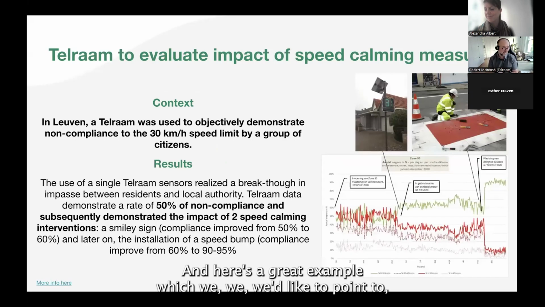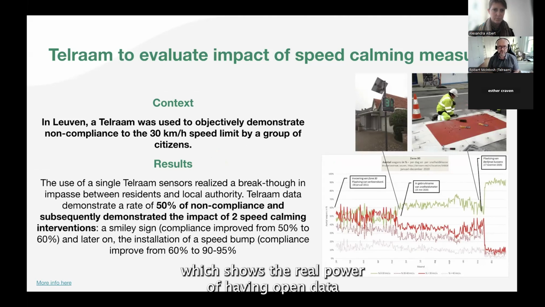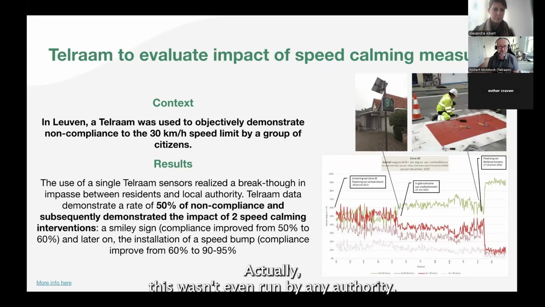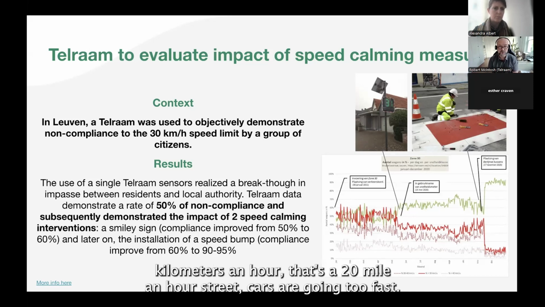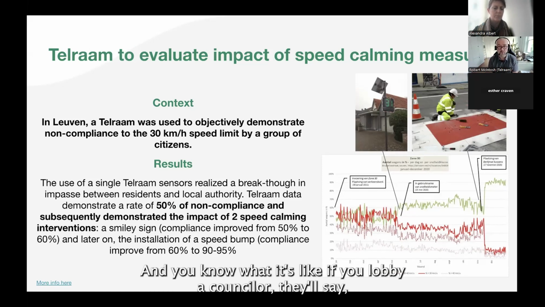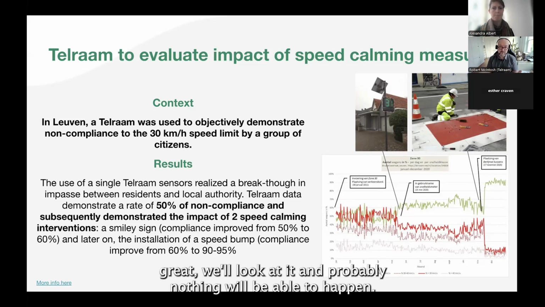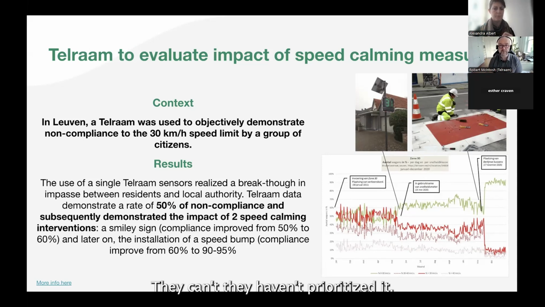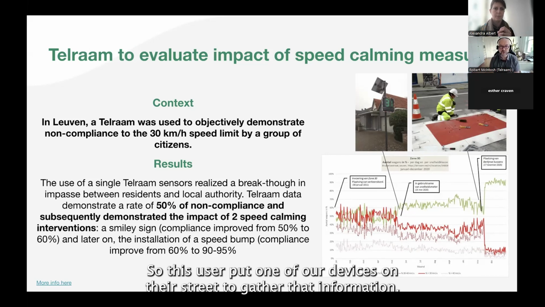to show you what that might mean. Here's a great example which we like to point to, which shows the real power of having open data and citizen involvement. Actually, this wasn't even run by any authority. This was a case where a particular resident on a street wanted to change the street because although it was a 30 kilometer an hour, that's a 20 mile an hour street, cars are going too fast. And you know what it's like. If you lobby your councillor, they'll say, great, we'll look at it, and probably nothing will happen because they haven't prioritized it.